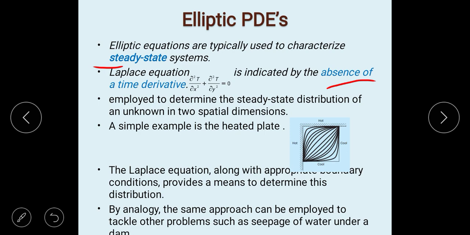A simple example you can see in this figure is a rectangular plate that is heated on two sides and cooled on another two sides. It means heat is always flowing from the hot region to the cold region. So when heat is flowing from hot to cold, you have to find out the temperature distribution in the plate by using the Laplace equation.